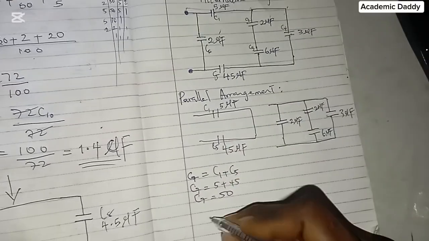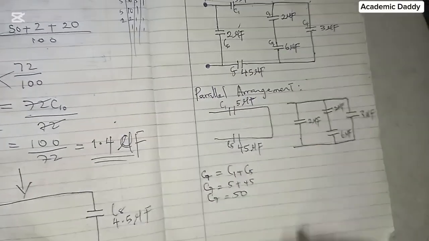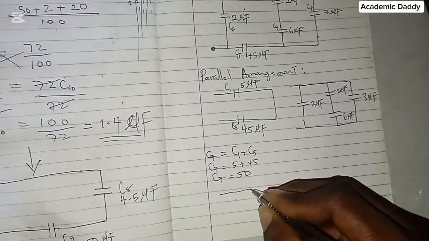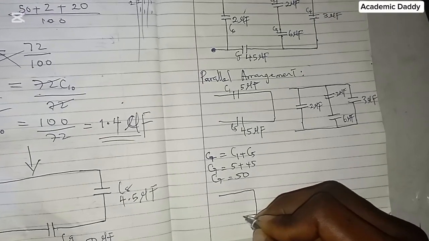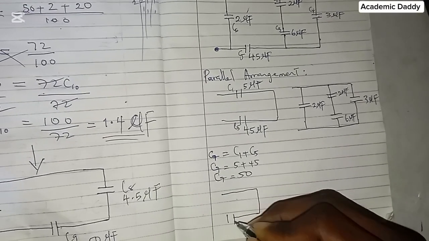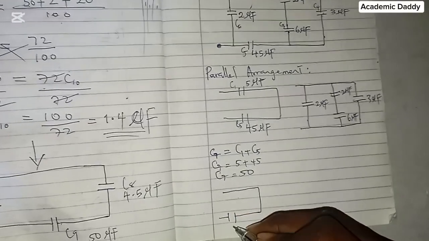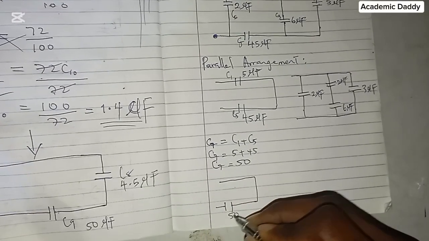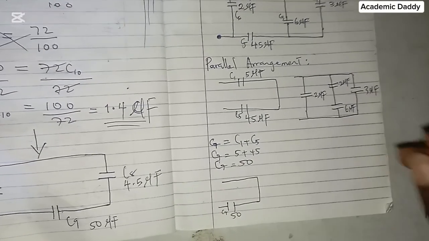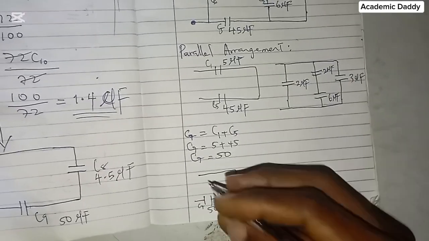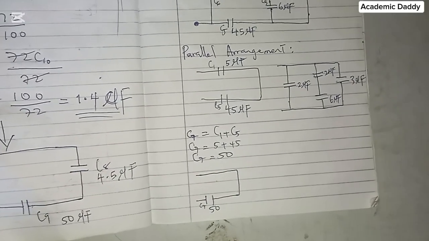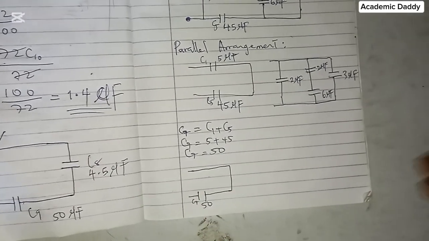So if you want to draw it now, the minute you join two capacitors that are in parallel, it now becomes something like, as I'm going this way now, I can see that it is actually in this place. So I now have 50, C7. So it has replaced it. Once you solve for circuits in parallel, you see it as something that is now in series.